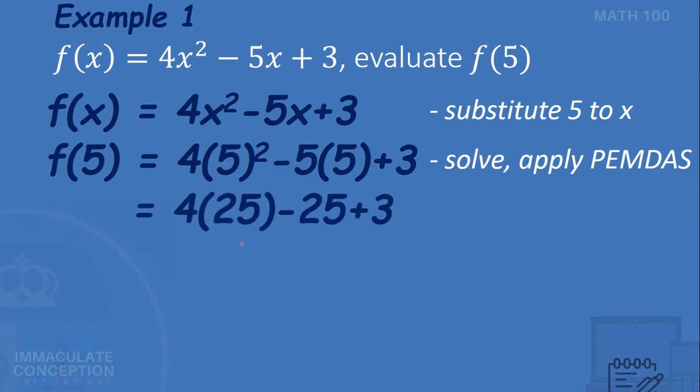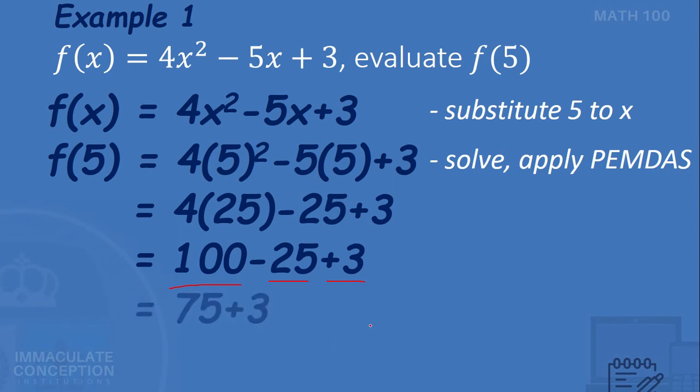4 times 25 minus 5 times 5 is 25, and then copy plus 3. 4 times 25 is equals to 100 minus 25 plus 3. Then 100 minus 25 is equals to 75 plus 3. And the final answer is 78.